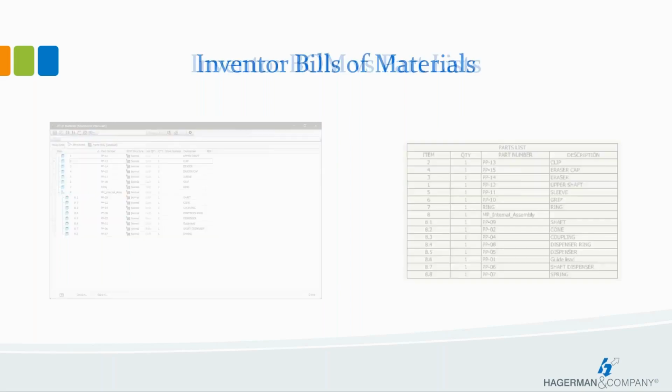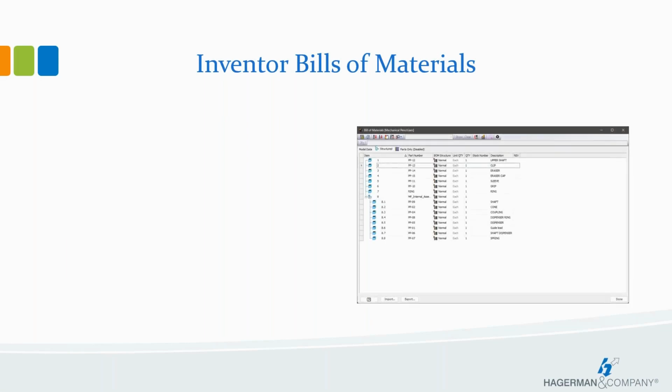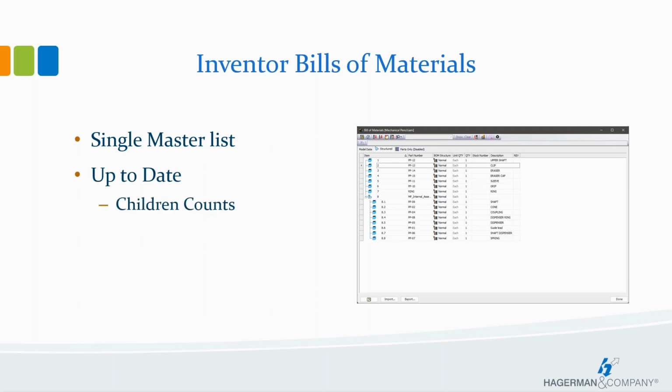Now, what's the main difference between those two concepts? Well, the bill of material is a single master list, if you will, of everything that's in there. It's going to show you up-to-date information such as children count, quantities, which could be weight as well, mass, and then ultimately properties.